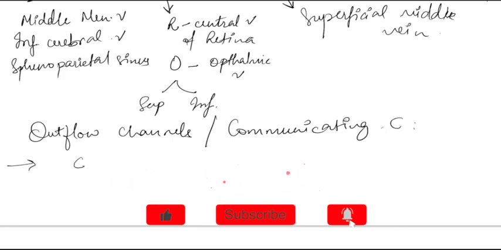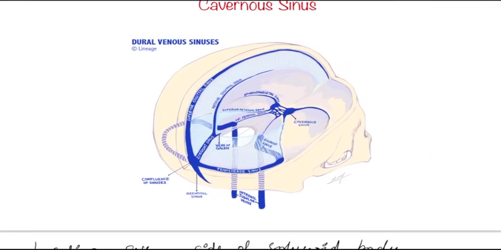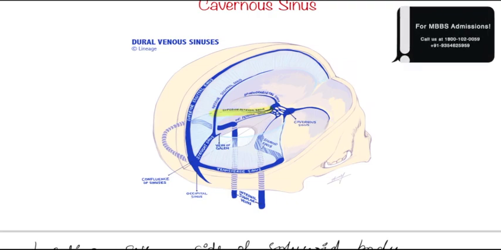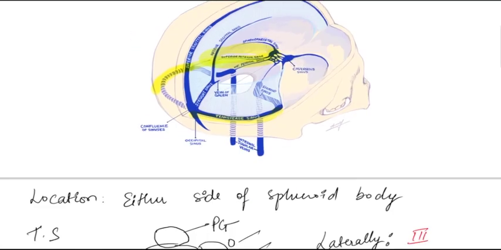Now we have outflow channels, or communicating channels. So the cavernous sinus is connected to transverse sinus via superior petrosal sinus. See, in this picture I am highlighting the superior petrosal sinus, this one. As you can see, it is connecting. This is the transverse sinus on this side. So the superior petrosal sinus connects the transverse sinus with the cavernous sinus.